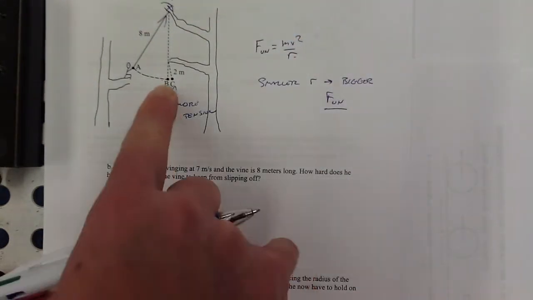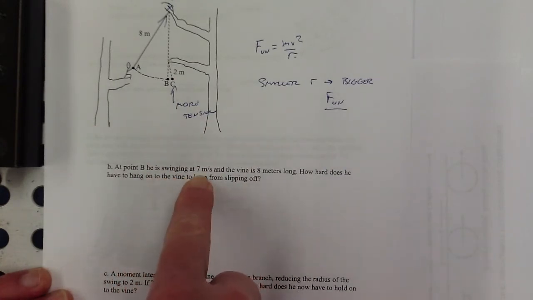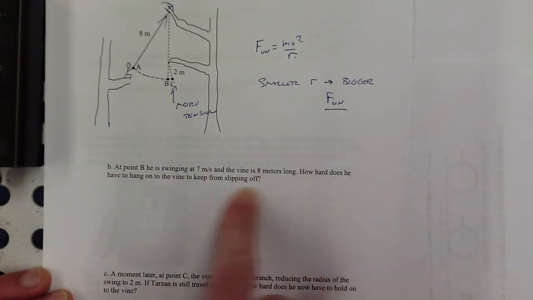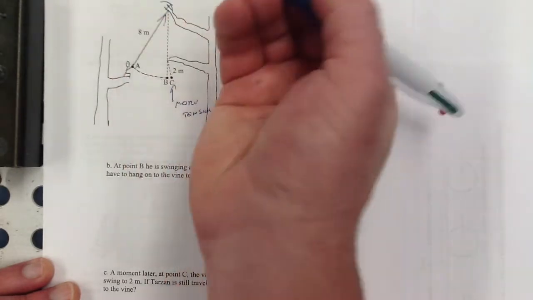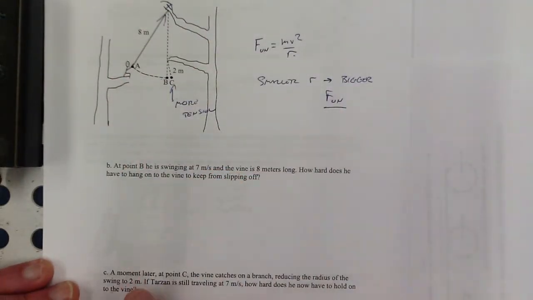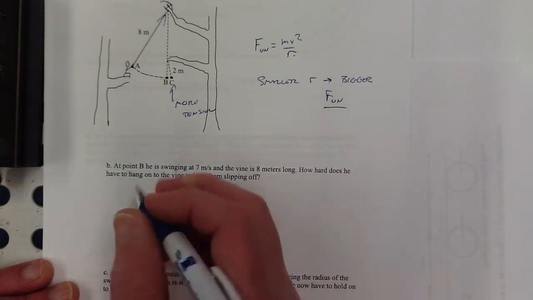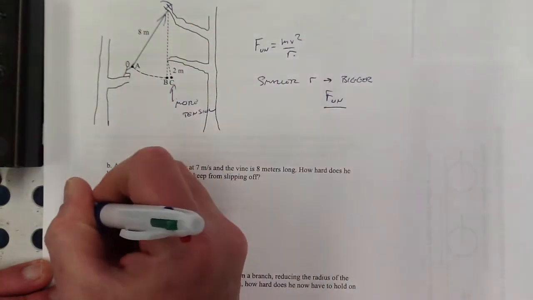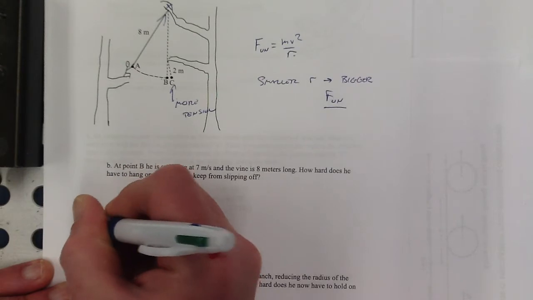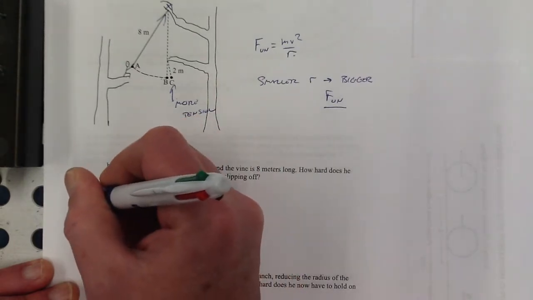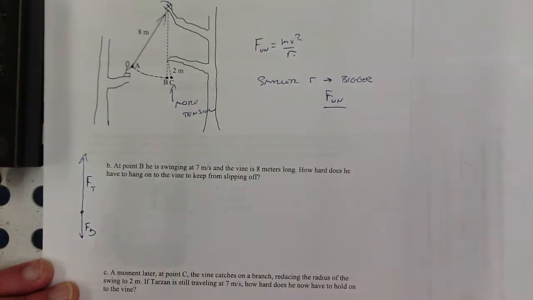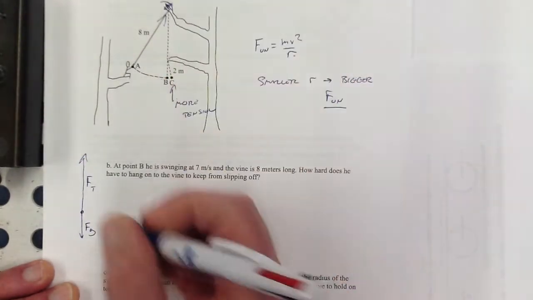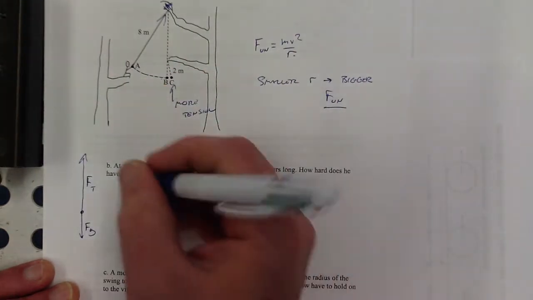At point B, right here, he's swinging at 7 meters per second, and the vine's 8 meters long. How hard does he have to hang on to the vine to keep from slipping off? So he has, however much tension is needed there, that's how hard he has to hang on. That's basically just asking for the tension. So let's see. At point B, of course, gravity doesn't care what this dude is doing. And there's got to be unbalanced force toward the center, so that tension force has to be winning.